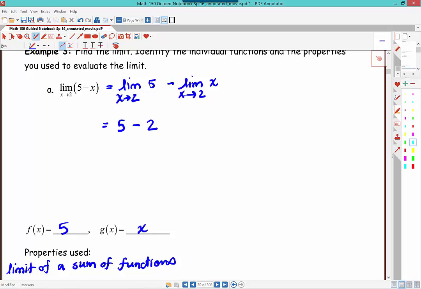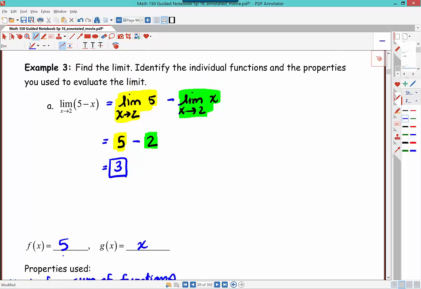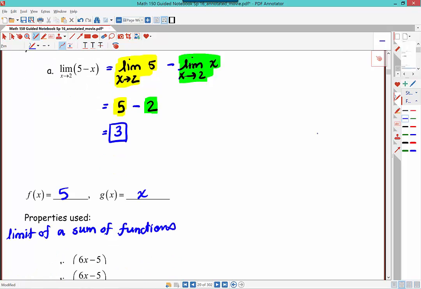So let's match those up. The output of this limit here is 5. The output of this limit here is 2. So now we simply take the difference between 5 and 2 and we get 3. So the result of this limit is 3. Good so far? Awesome.